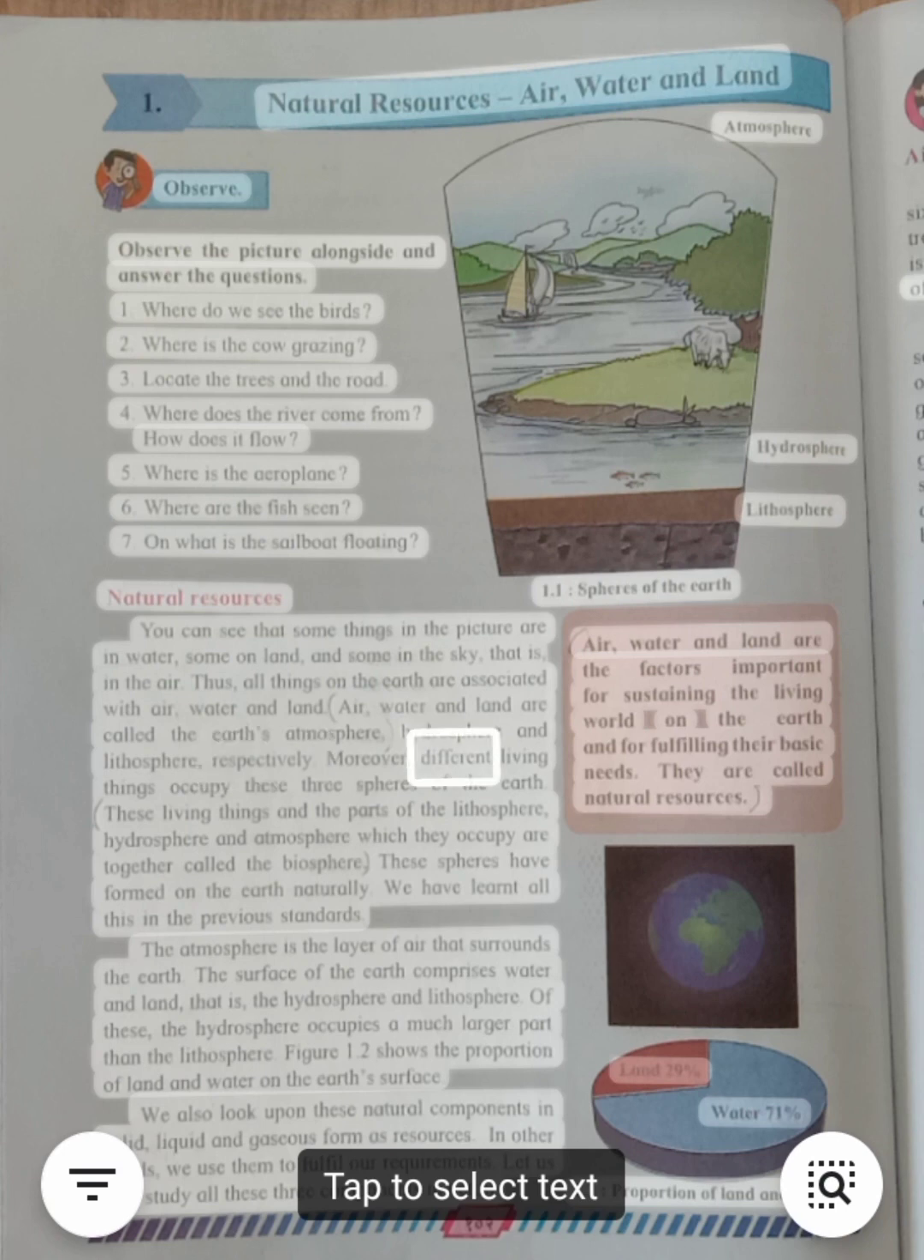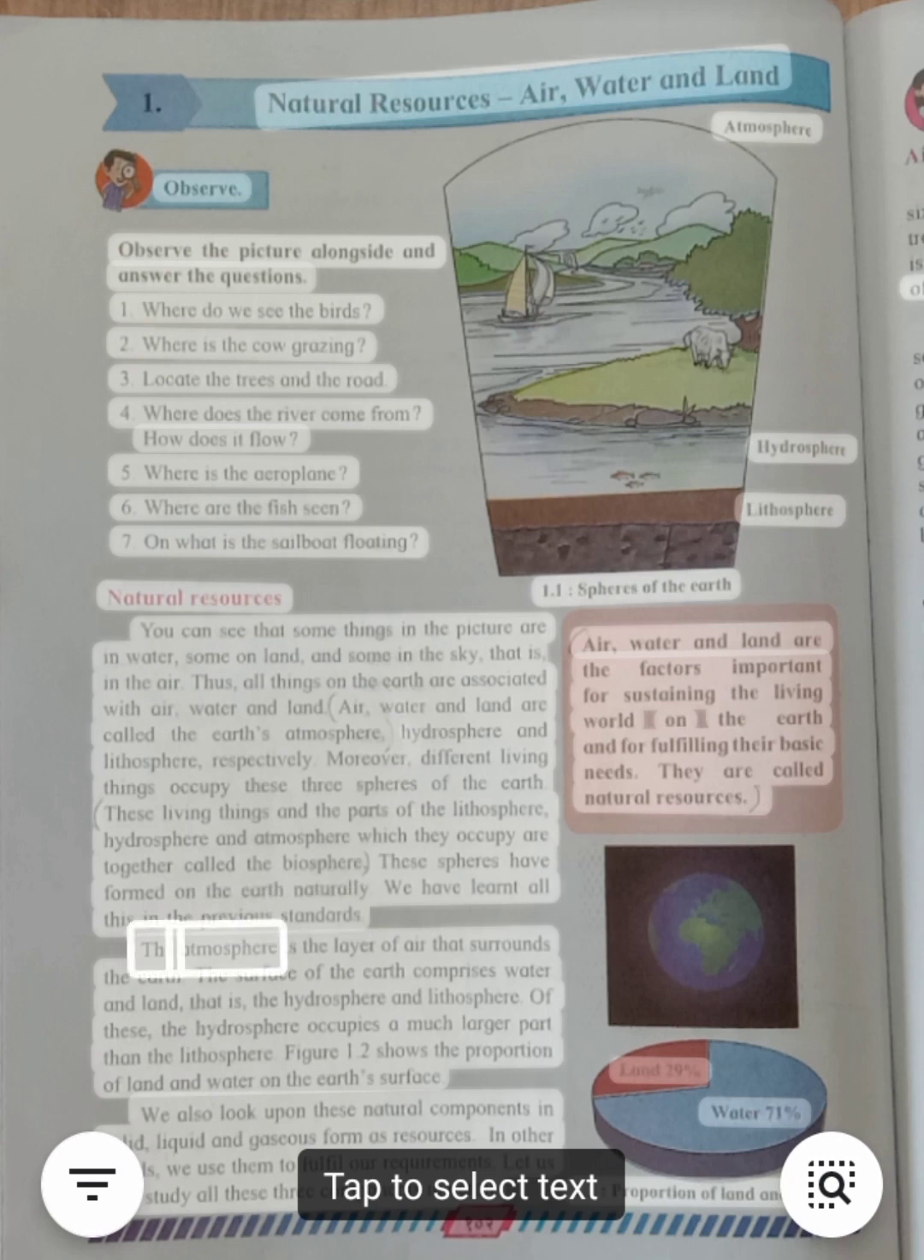Moreover, different living things occupy these three spheres of the earth. These living things and the parts of the lithosphere, hydrosphere and atmosphere which they occupy are together called the biosphere. These spheres are formed on the earth naturally. We have learnt all this in the previous standards.